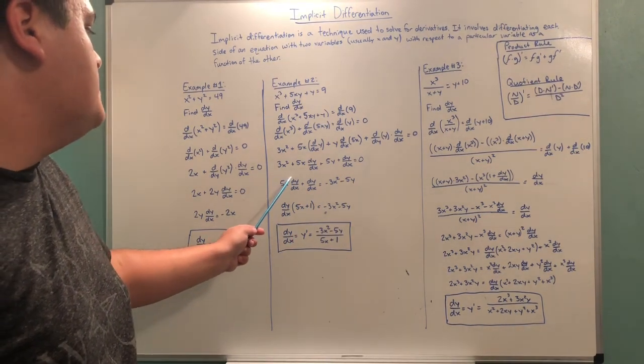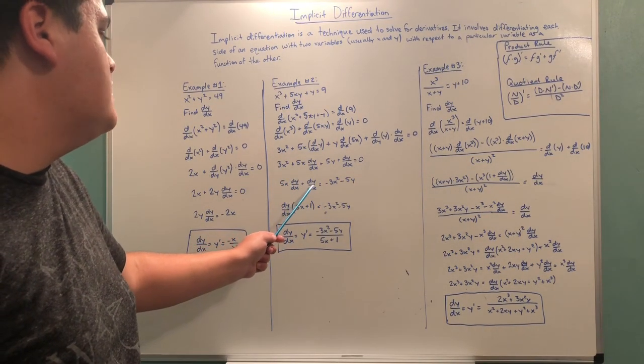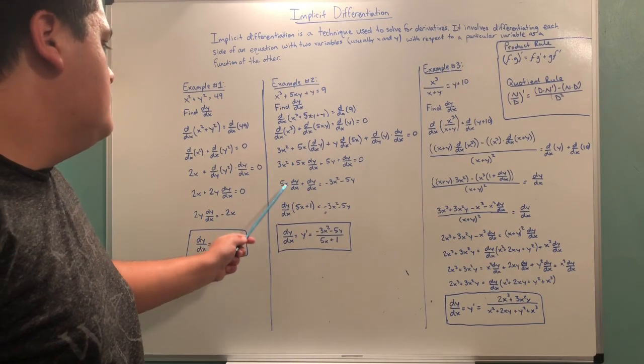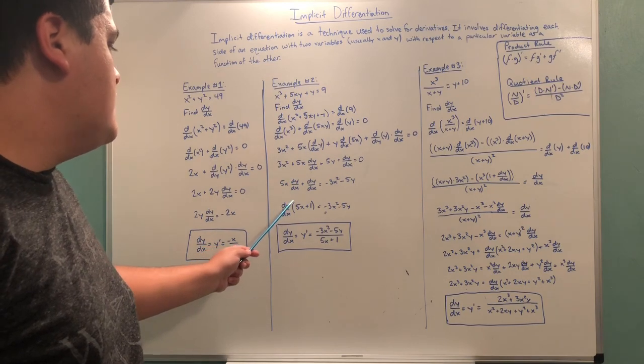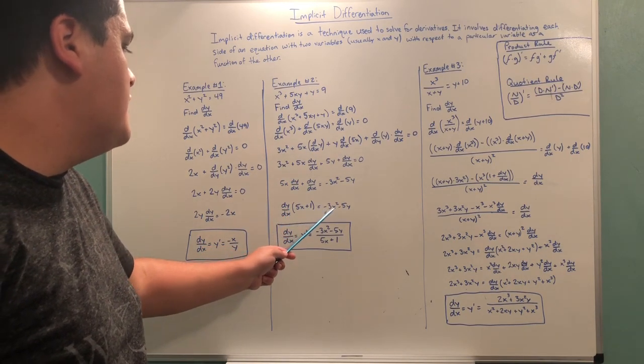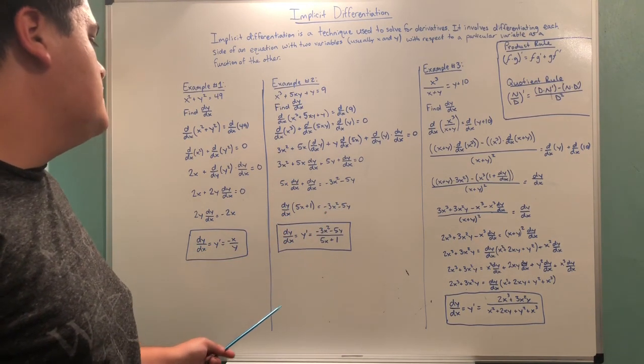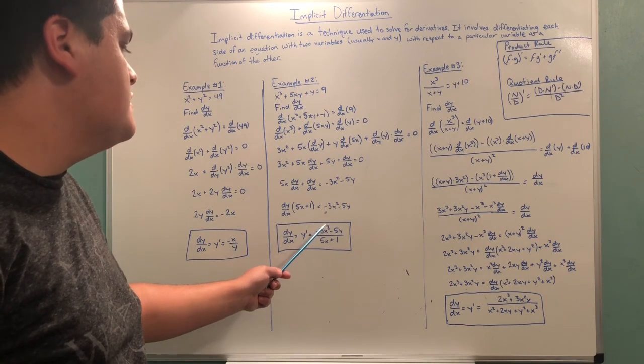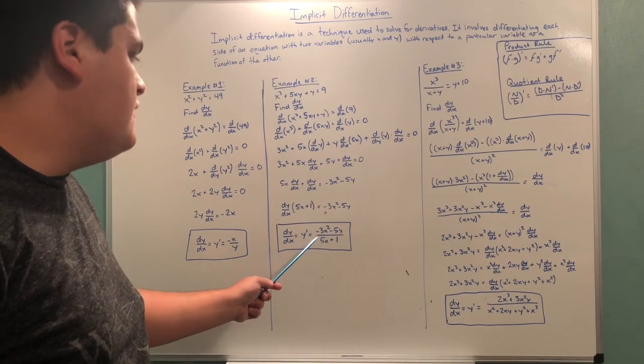So 5x times dy/dx plus dy/dx is equal to negative 3x squared minus 5y. And then simplifying this, we get dy/dx times (5x plus 1) is equal to negative 3x squared minus 5y. This gives us our answer, dy/dx, which can also be written as y prime, is equal to (negative 3x squared minus 5y) over (5x plus 1).